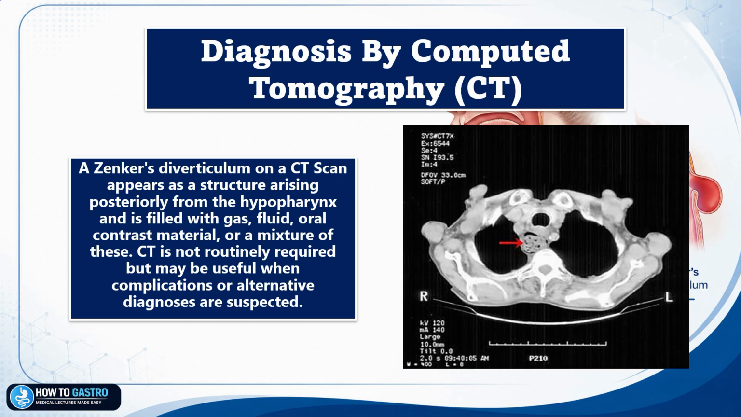Diagnosis can also be done by computed tomography. A Zenker's diverticulum on a CT scan appears as a structure arising posteriorly from the hypopharynx and is filled with gas, fluid, oral contrast material, or a mixture of all three. CT is not routinely required, but may be useful when complications or alternative diagnoses are suspected. And as we can see here, this is what the diverticulum looks like on a CT.